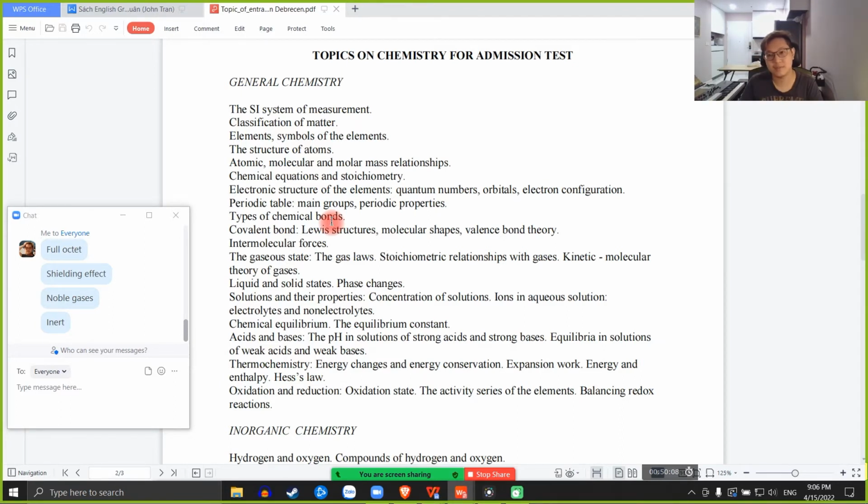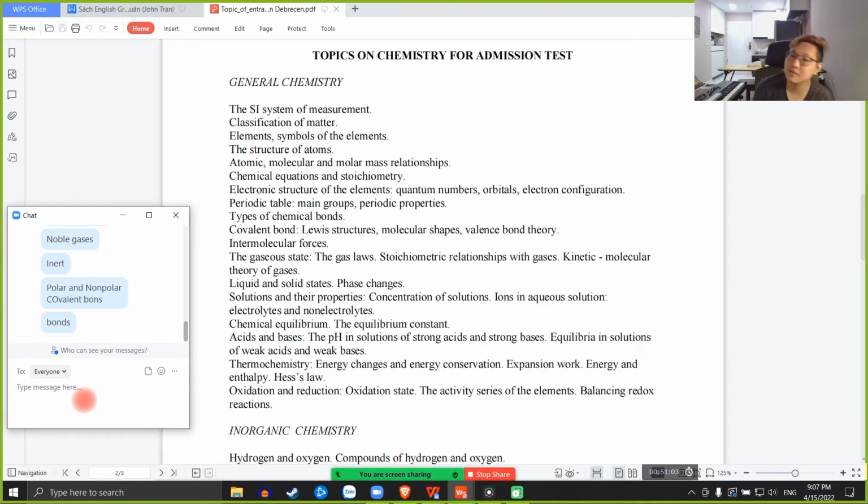Can you talk about types of chemical bonds? Yes, many types of chemical bonds, which include covalent bonds, ionic bonds, metallic bonds, and hydrogen bonds. In covalent bonds, we have non-polar covalent and polar covalent bonds, okay? Có phân cực, chúng ta có liên kết hóa trị phân cực polar và không phân cực non-polar.